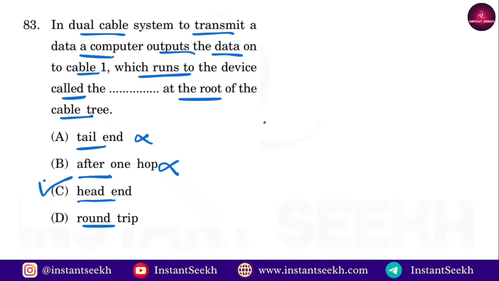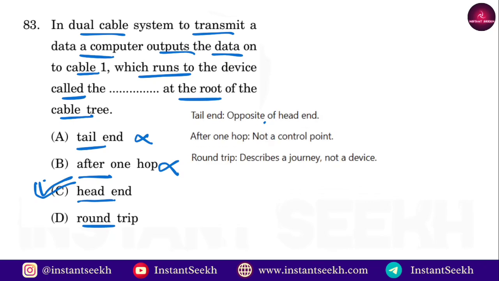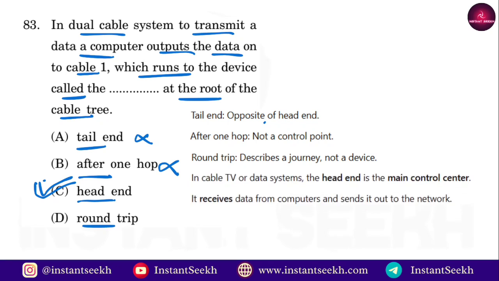And round trip describes data flow, it is not a hardware component. So your correct answer is option C, that is head end. As you can see, tail end is the opposite of head end, after one hop is not a control point, and round trip describes the journey. Head end is the main control center. It receives the data from the computers and sends it over the network. Basically, it is responsible for all the coverage. So your right option is option C.